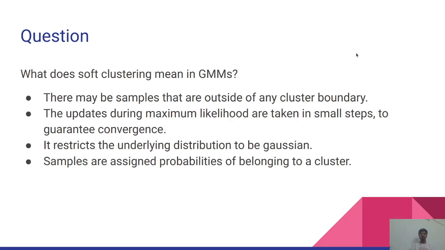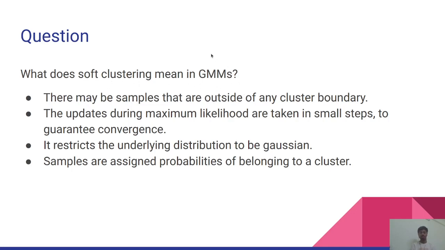So we got two answers from the chat, and the first answer is that there may be samples that are outside of any cluster boundary. So here that is true. In GMM this is possible, but they are not really called soft clustering. That is not the point of GMMs.